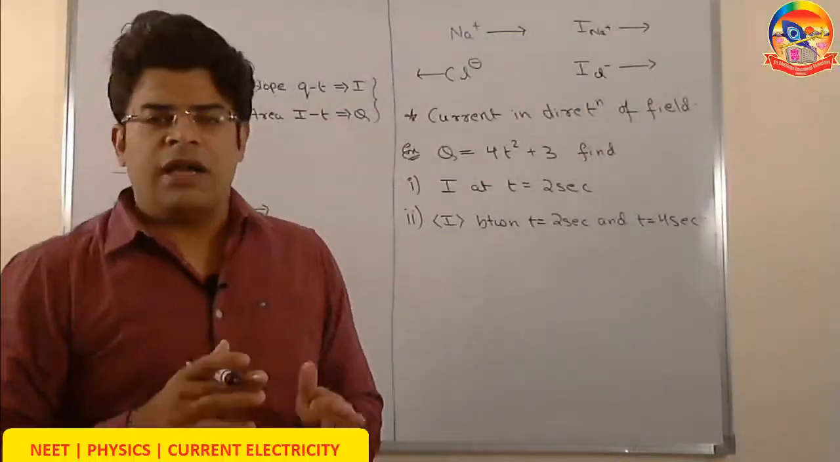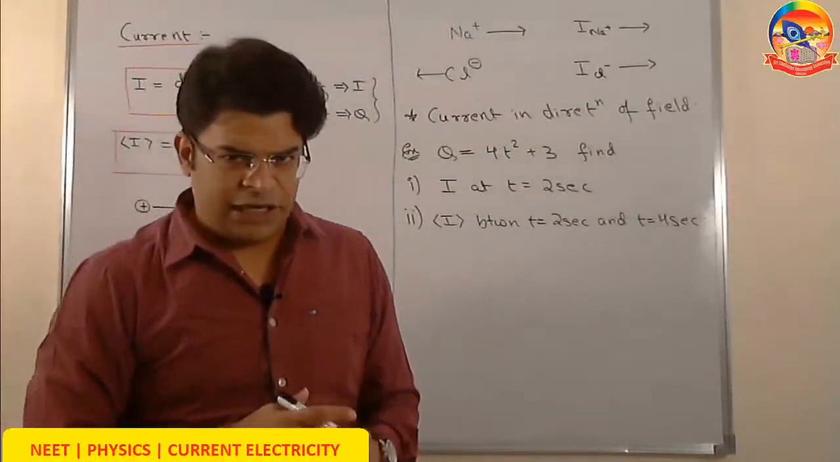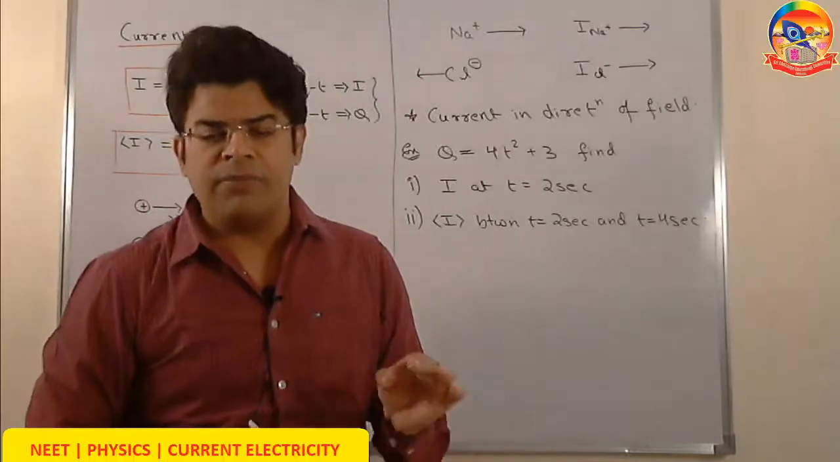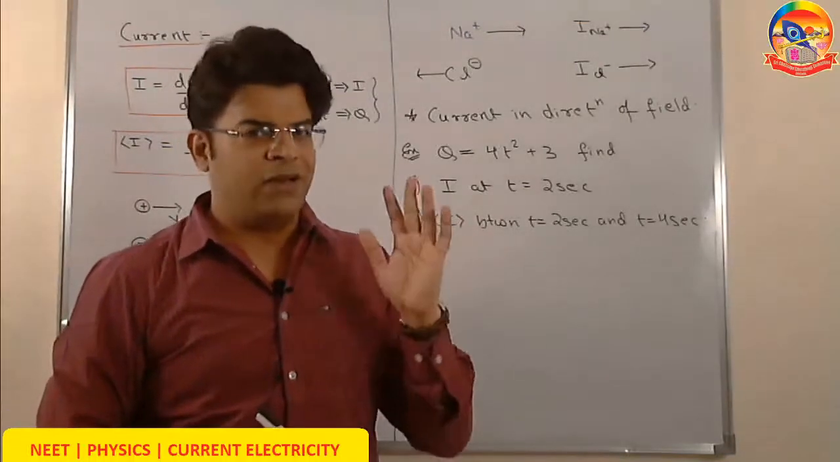Current has got both magnitude as well as direction. Still, it is not a vector quantity because it does not follow the law of vector addition.